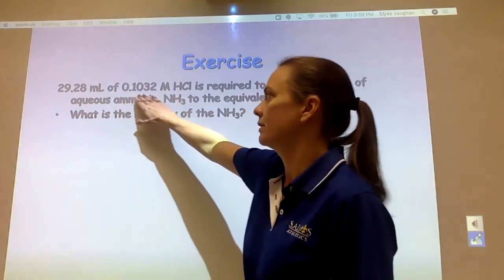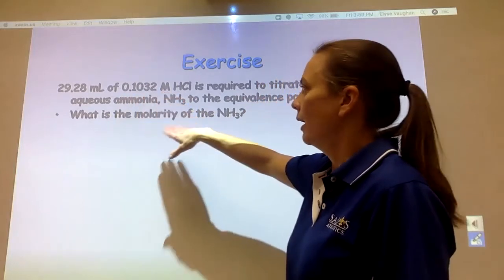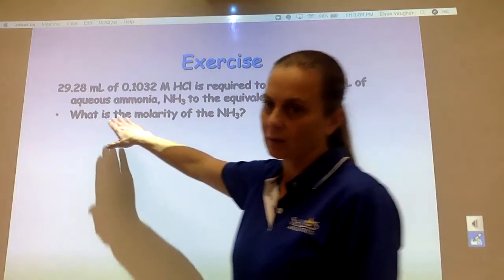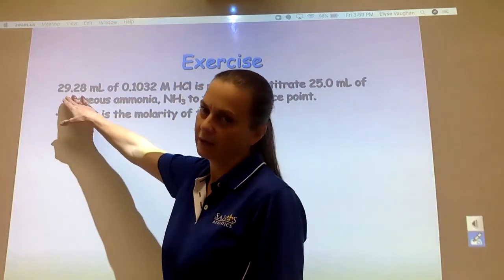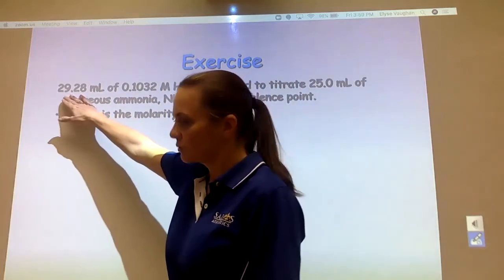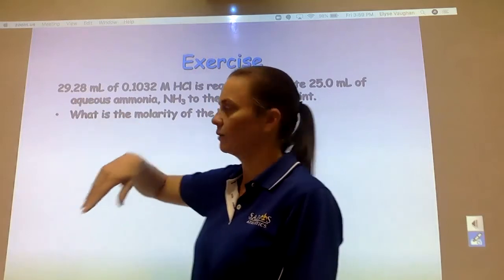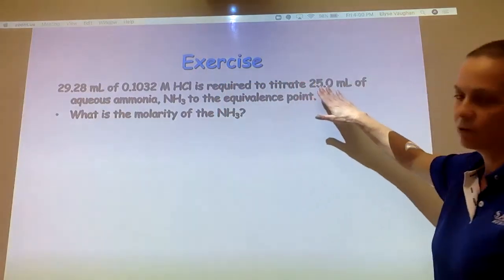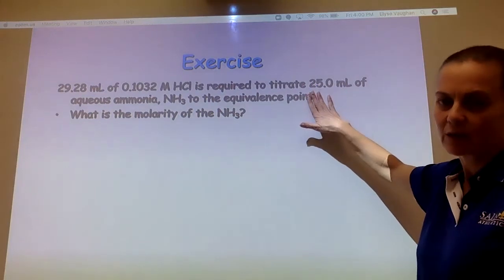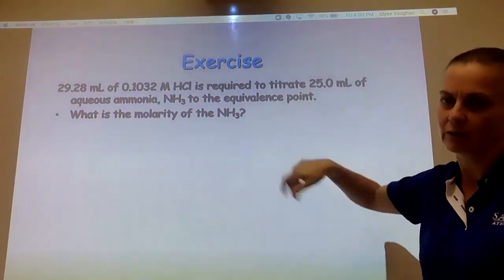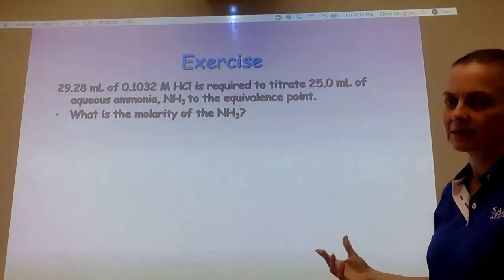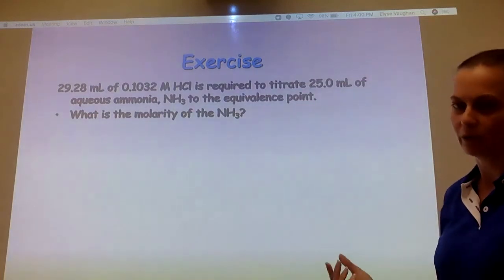It's 0.1032 molar. We use our burette to determine the volume of the hydrochloric acid that we're using, and we get a volume of 29.28 milliliters. And we have used our volumetric pipette to measure out 25 milliliters of aqueous ammonia. And this is asking us to calculate the molarity of the ammonia.